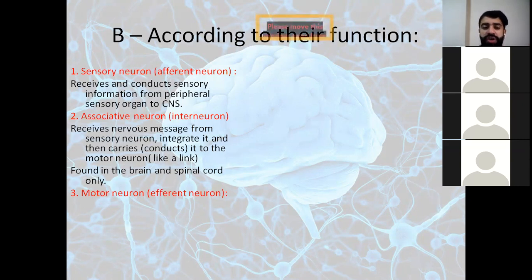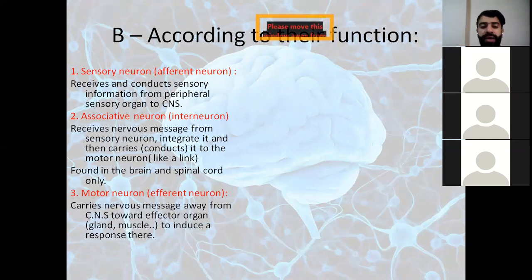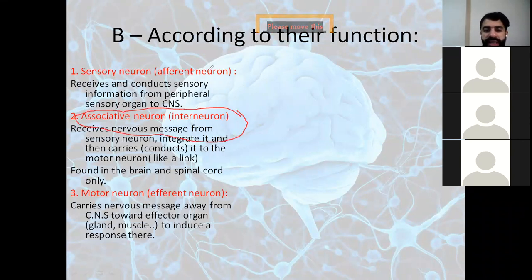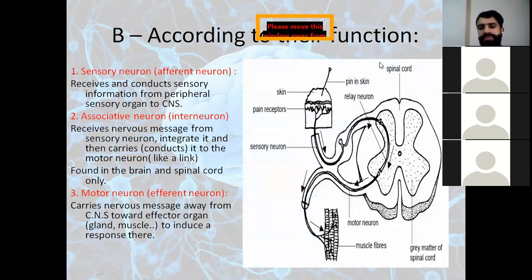The third type of neurons according to their functions is the motor one. It carries the message away from the central nervous system toward the effector organ, either a gland or a muscle, to induce the response. So here we have three different types, and the associative neuron is like a link, a connection between the afferent and the efferent. It's only found in the spinal cord and in the brain, and it's a connection between the sensory afferent and the motor, which is the efferent.